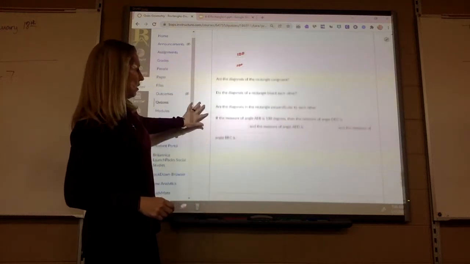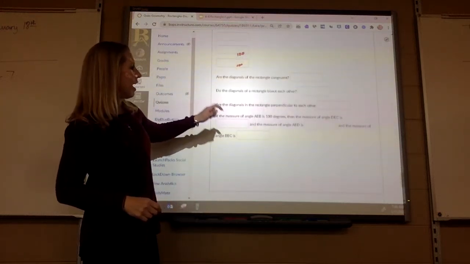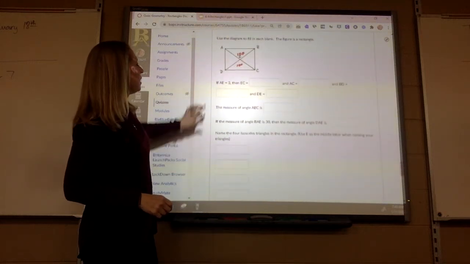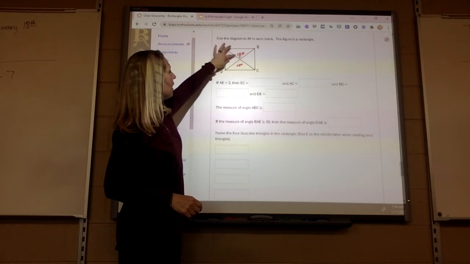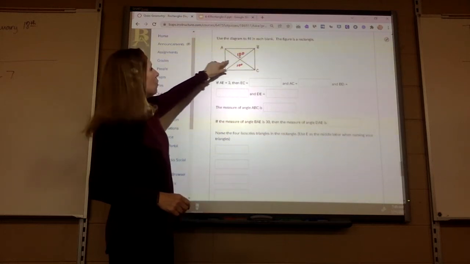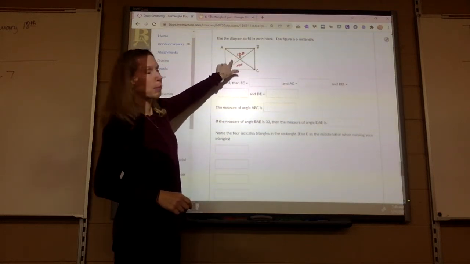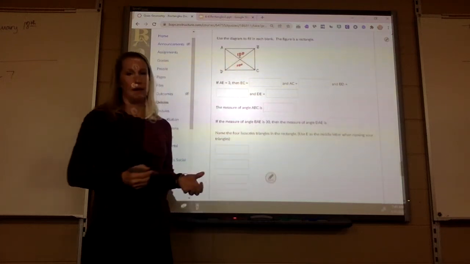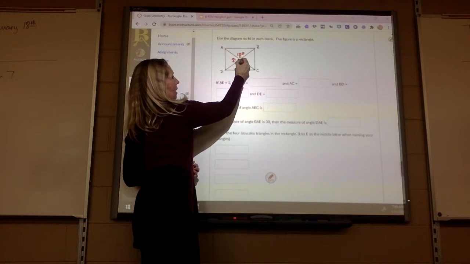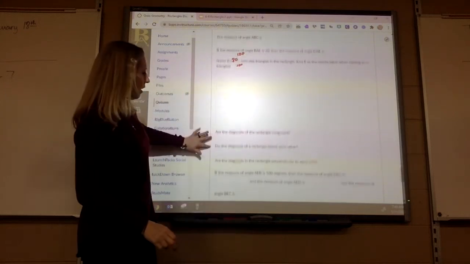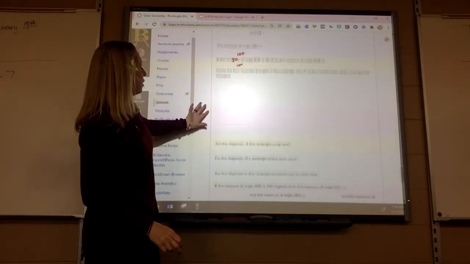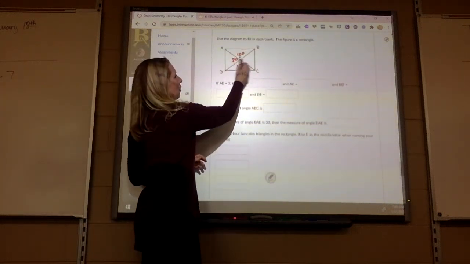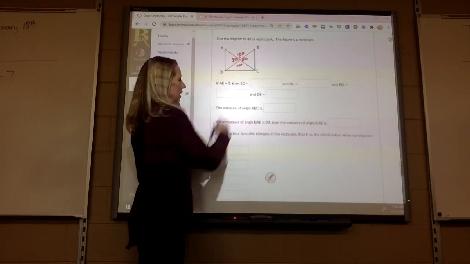So what's the next part? And the measure of AED is, let's see. So if those are 100, how can I get AED? Well, these would be a linear pair. So what would AED be? Should be 80. And then what's the last one? And the measure of BEC, those are vertical angles, that would be 80.